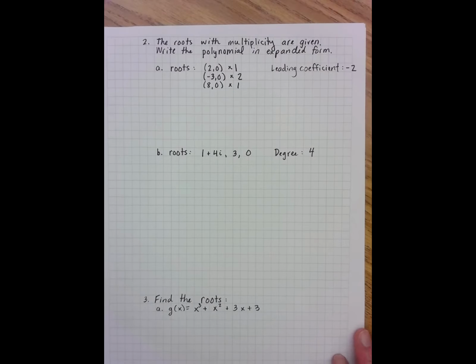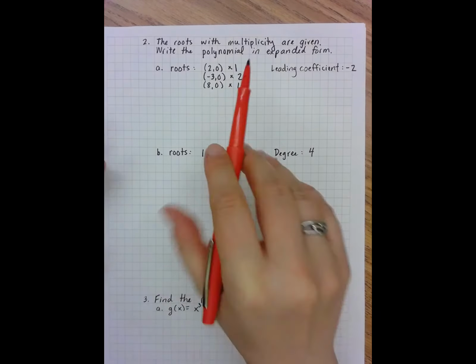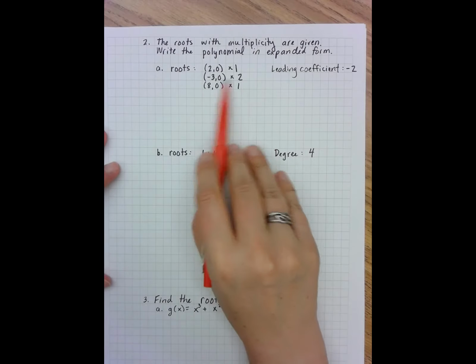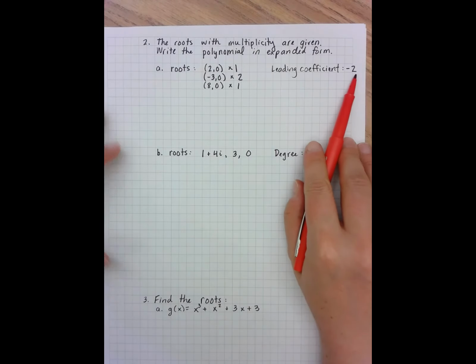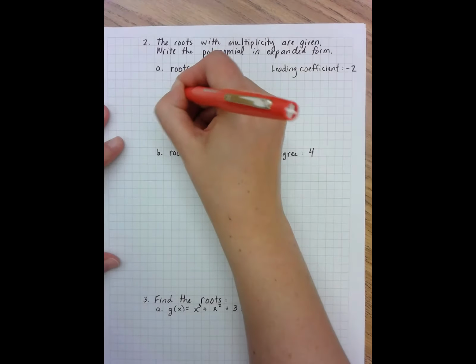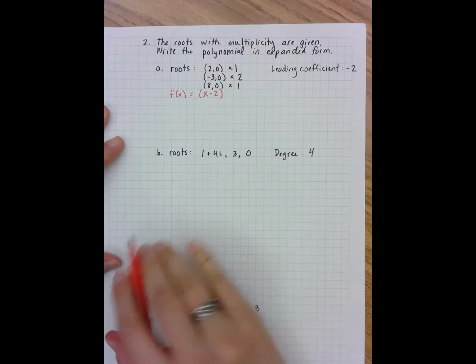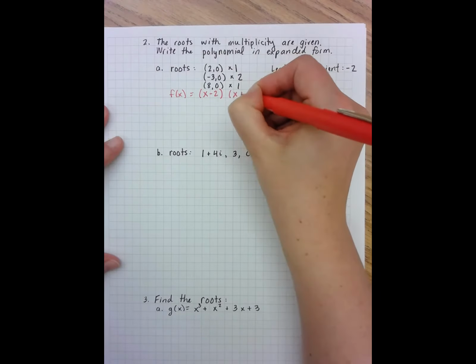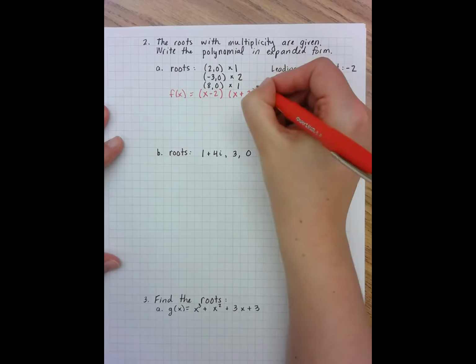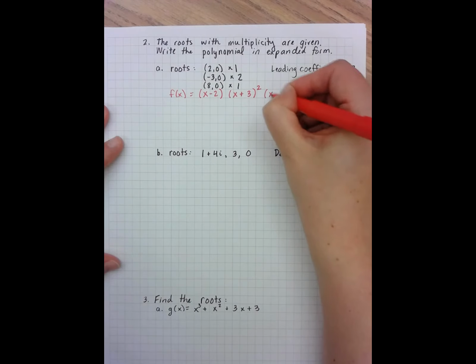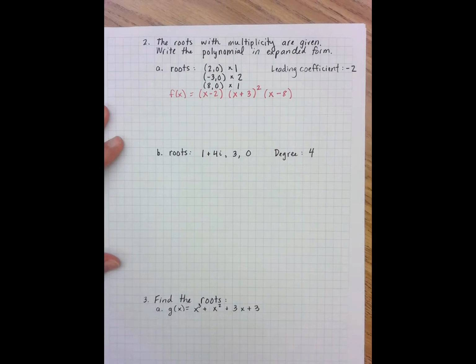Let's look at a second example. In our second example, we're given a slightly different situation. We are told that the roots with multiplicity are given, and we're asked to write the polynomial in expanded form. For part A, I'm given 3 roots, but I'm told that one of them happens twice. I'm also told the leading coefficient. So we'll call this f of x. If this is one of my roots, I know one of my factors is x minus 2. If this is one of my roots, I know that one of my factors is x plus 3, but they tell me there are 2 of them. And if this is one of my roots, I know that one of my factors is x minus 8.